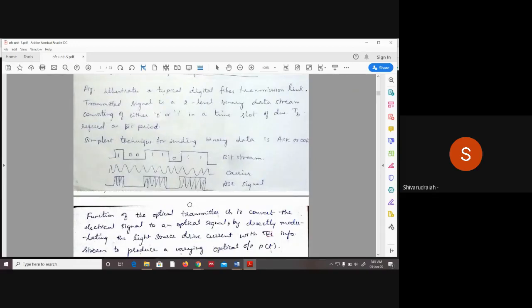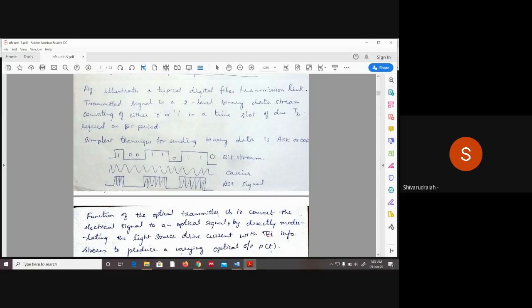So you can just go with this simple technique of sending the binary data. Okay, so you have a binary or the digital information in terms of bit streams, and that is being modulated by your carrier. You can see you have a carrier and you have a bit stream. So this is one of the basic methods of modulating your digital signal using amplitude shift keying, ASK. Okay, so I think you can understand these waveforms.